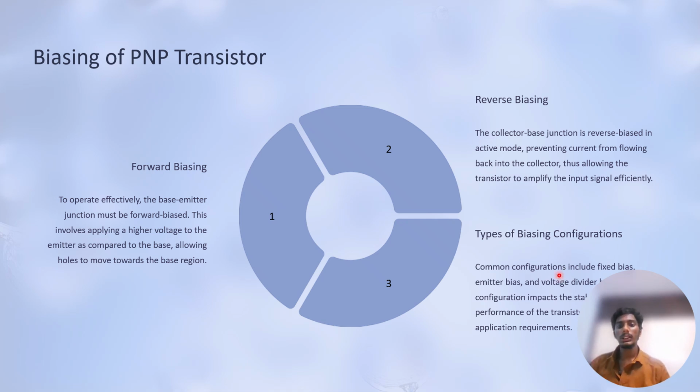These are the types of biasing junctions, with common configurations including fixed bias. Fixed bias means fixing the depletion region, which cannot be changed during the forward biasing and reverse biasing conditions, and the emitter biasing condition. In this, the current flows through the emitter junction, which means a load resistor is connected to the emitter junction, and then the voltage divider configuration. These are the types of biasing conditions.